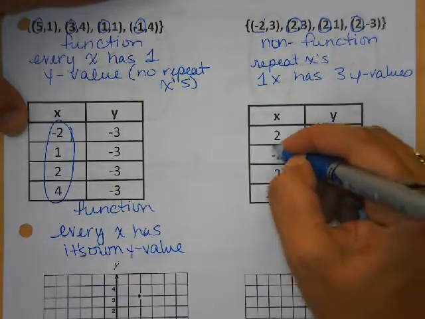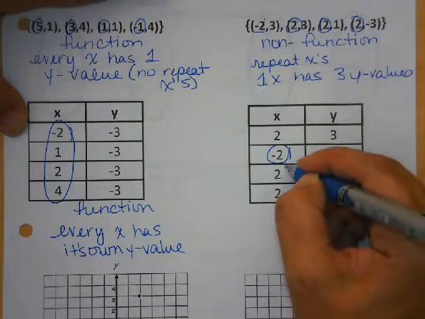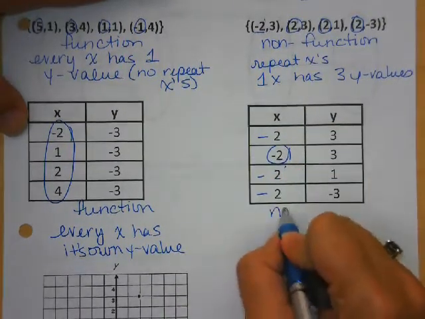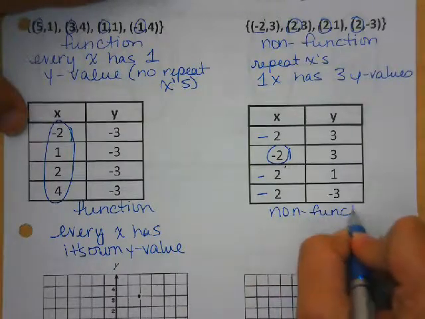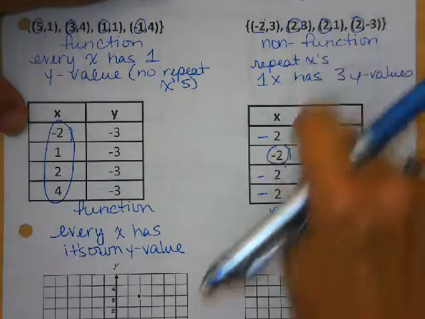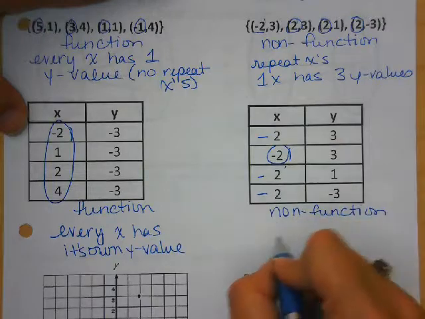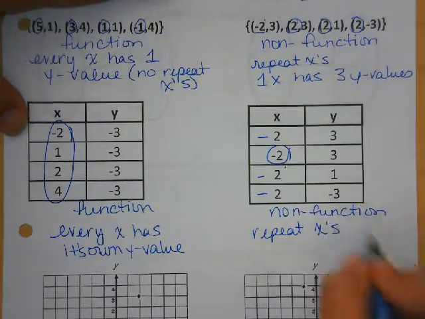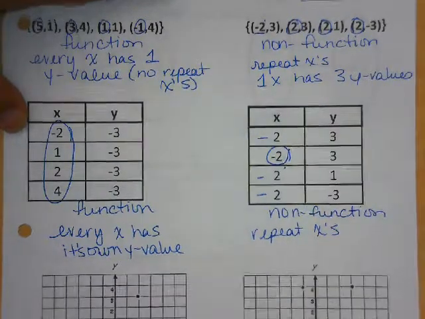Here, I have the negative 2 is fine, but look right here. I've got 2, 2, and 2. So again, this is a non-function. This is the same set of points as right here, but it's just depicted in a table. And we can say, again, we have repeat x's. 1 x has 3 y values.